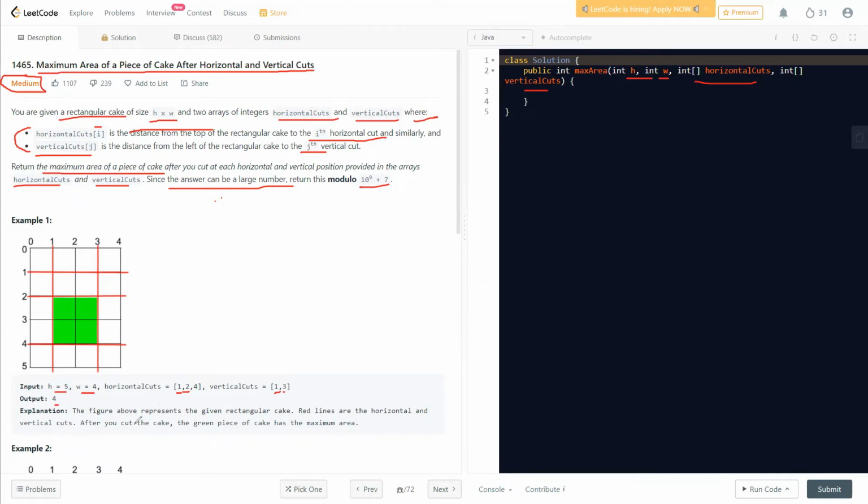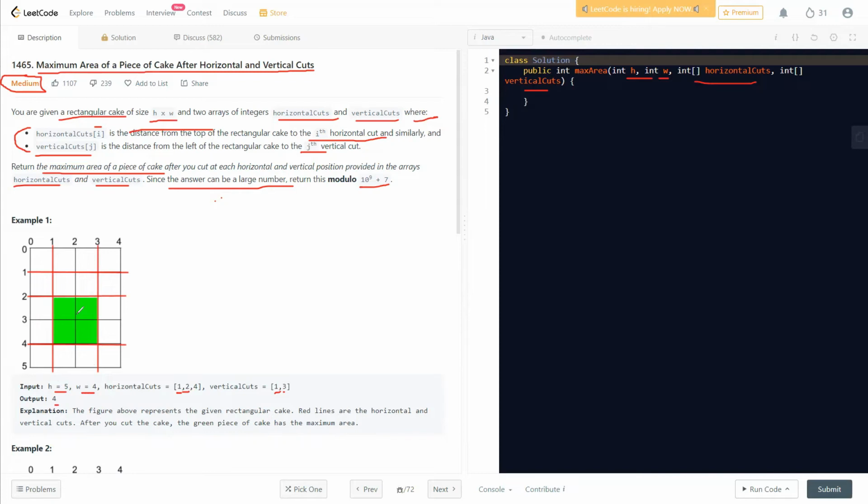And the explanation given is: the figure above represents the given rectangular cake, and the red lines are the horizontal cuts and the vertical cuts. Exactly what I said. After you cut the cake, the green piece of cake has the maximum area. All the pieces are there, and the maximum area is at green.